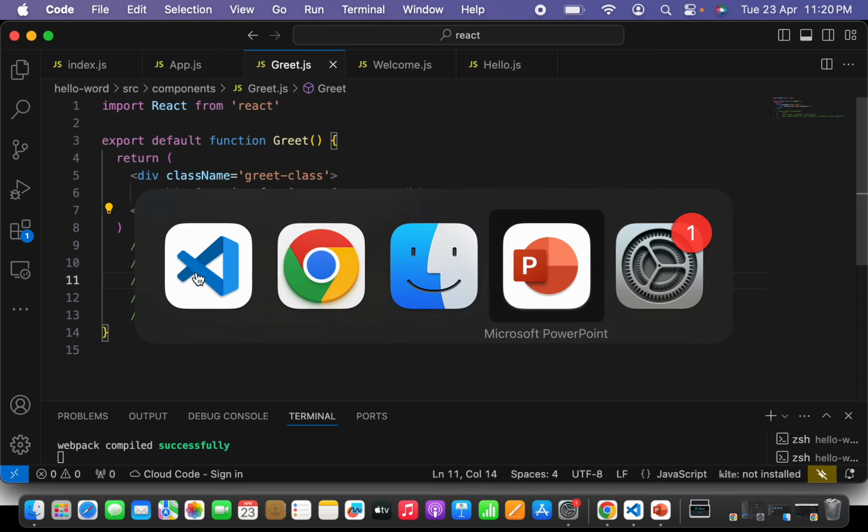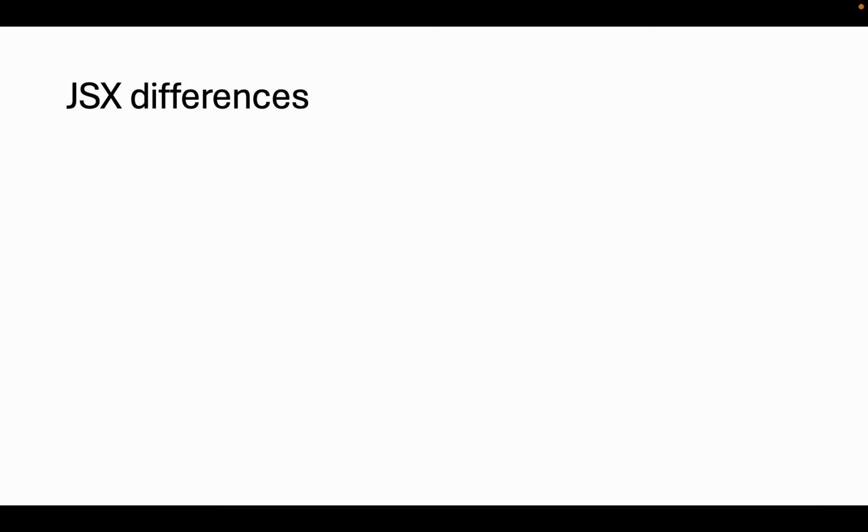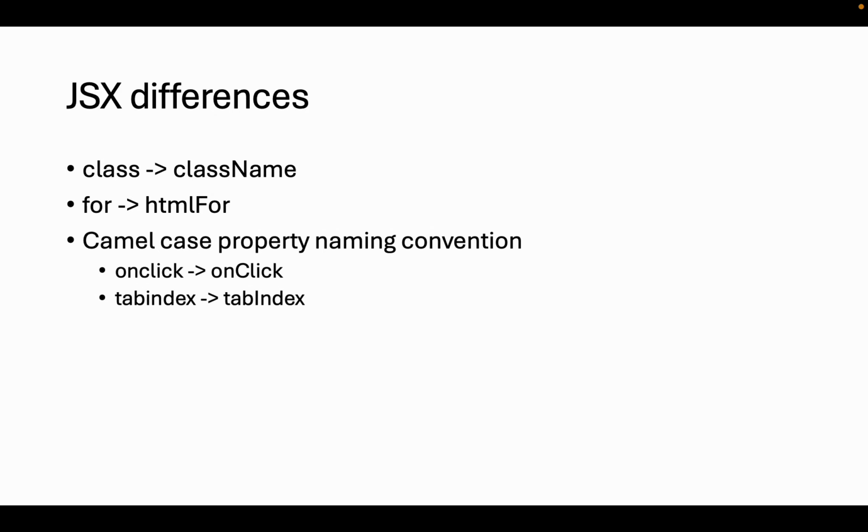Let me move ahead and check the differences in JSX. Class is changing to className, as we discussed. For in HTML is changed to htmlFor in JSX. Then some naming conventions changed to camelCase. For example, the onclick event was in small letters in HTML, but in JSX it's camelCase onClick, same as tabIndex. So that's it for the JSX explanation.